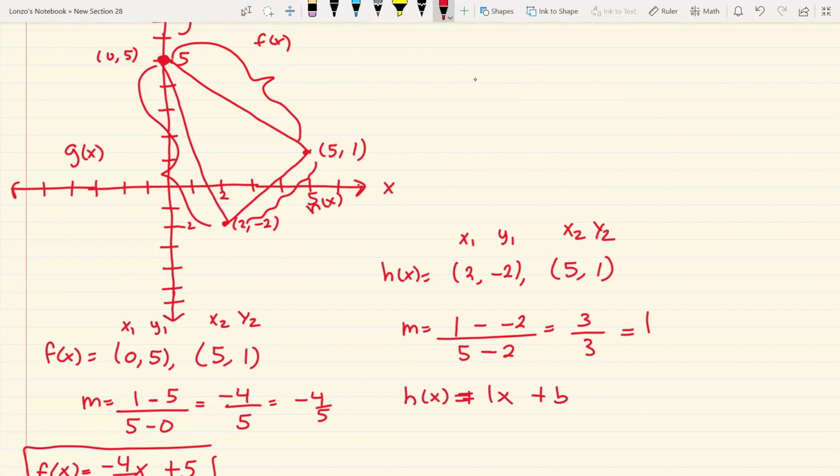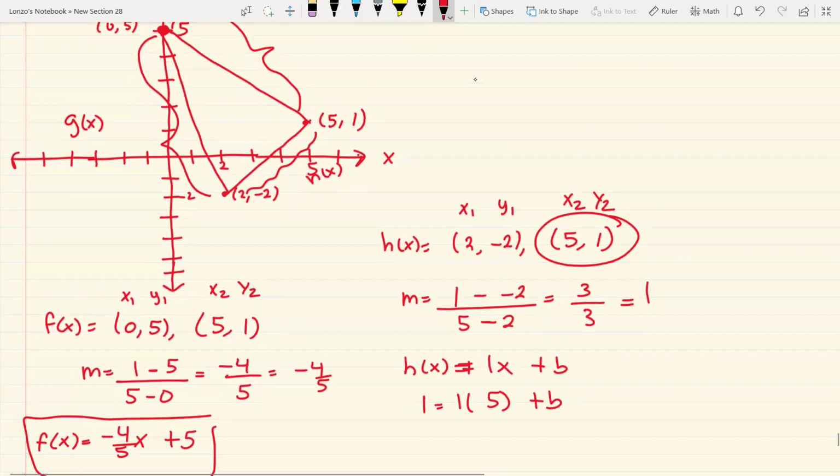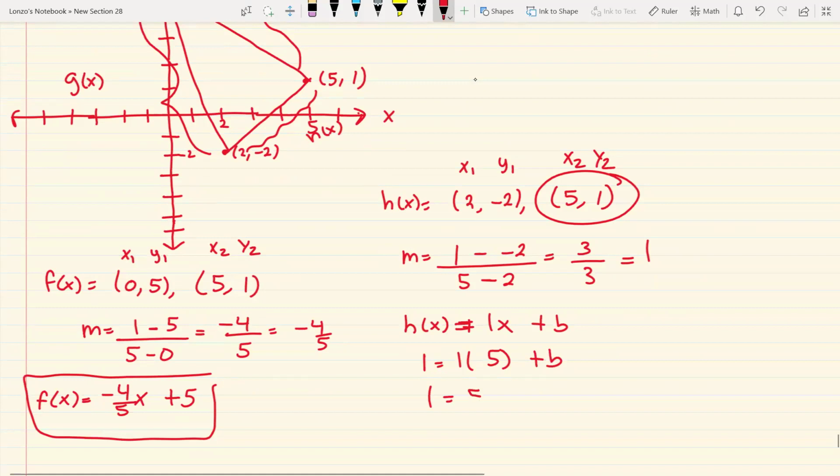So to find the b, you're going to pick a point. It doesn't matter. It has to be between these 2 points. So it doesn't matter what point you use. If I use the point 5, 1, plug it back in. H of x is 1, and your x is 5 plus b. So it's 1 equals 1 times 5 is 5 plus b. Subtract 5, you get b equals 1 minus 5 is -4. So h of x is 1x minus 4.